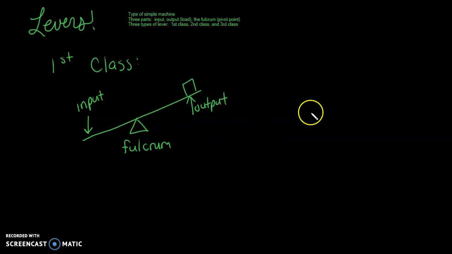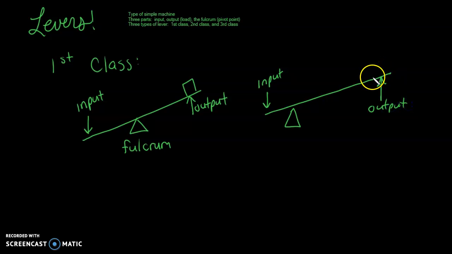Okay, now that doesn't necessarily mean it has to be in the middle. You can have the fulcrum to one side and still have your input and your output. These arrows represent the direction things are moving. You could also have the fulcrum and your input could be lifting while your load moves in the other direction.